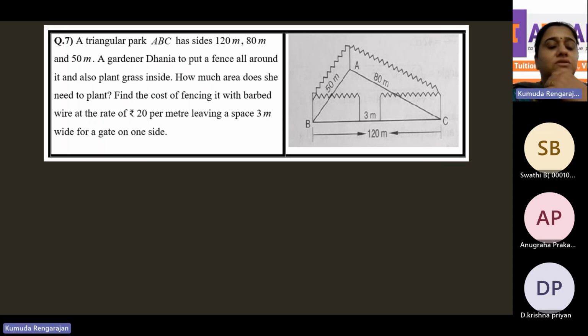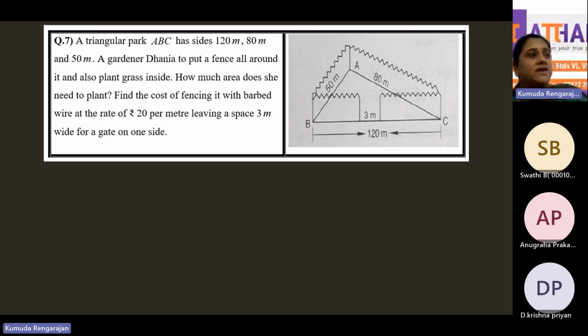All right. So in this question, a triangular park ABC, you can see the figure there. A triangular park ABC has sides 120 meters, 80 meters, and 50 meters. A gardener, Dhania, however you pronounce it, wants to put a fence all around it and also plant grass inside.